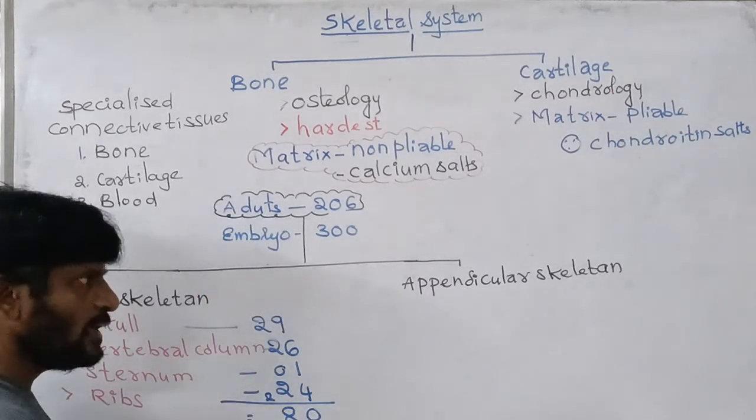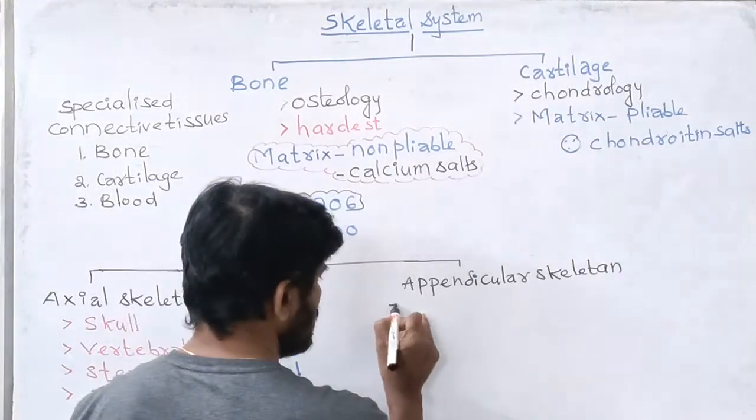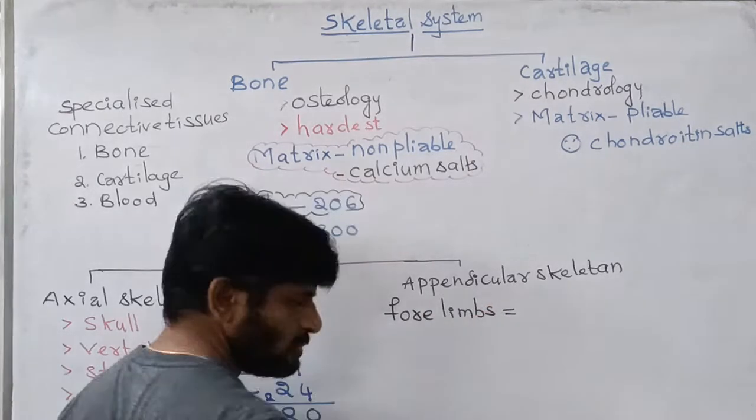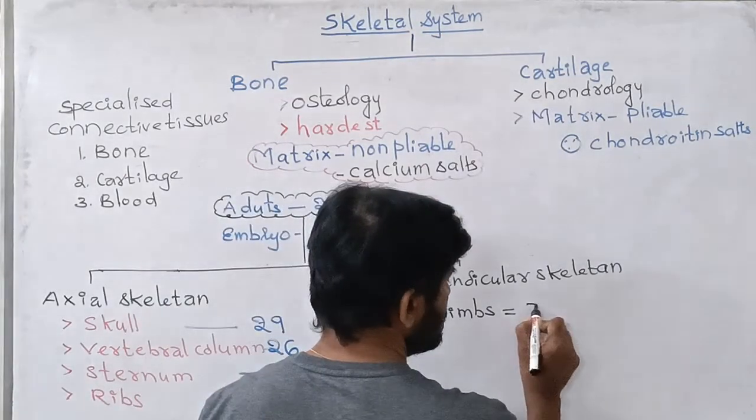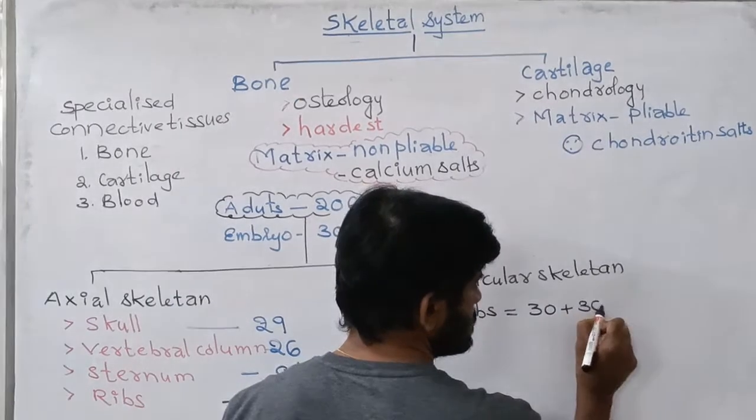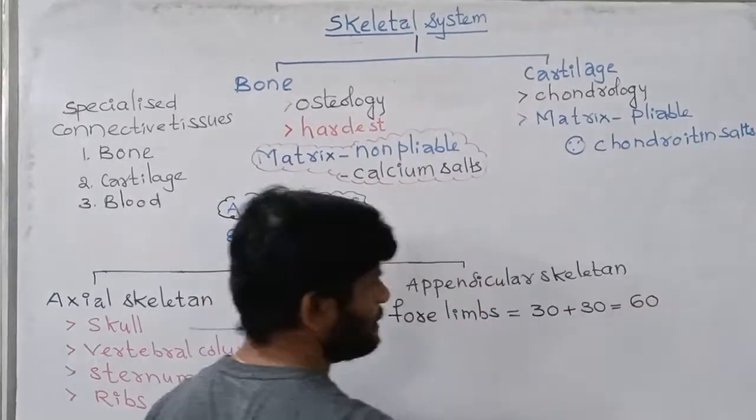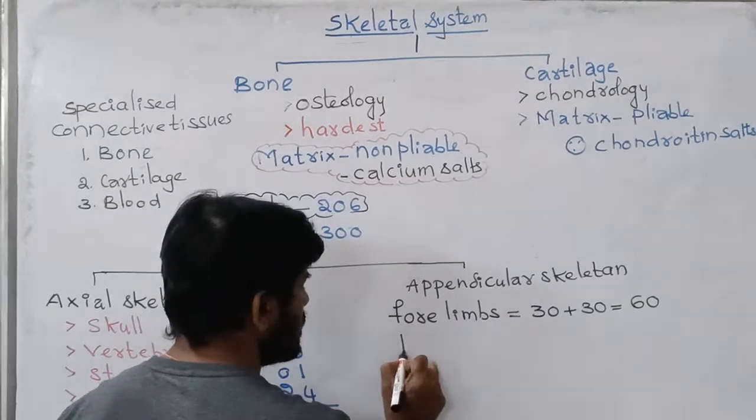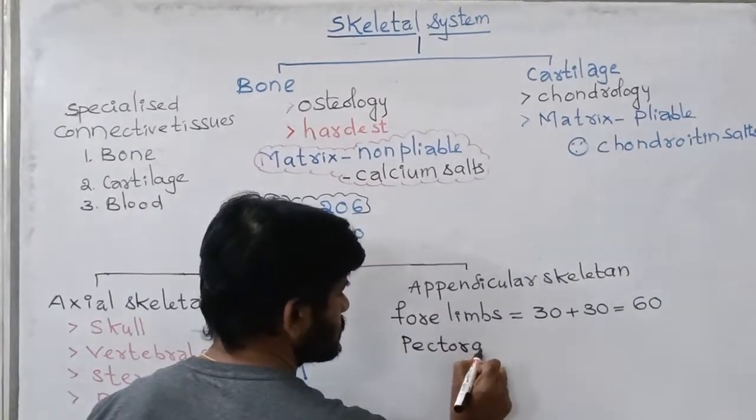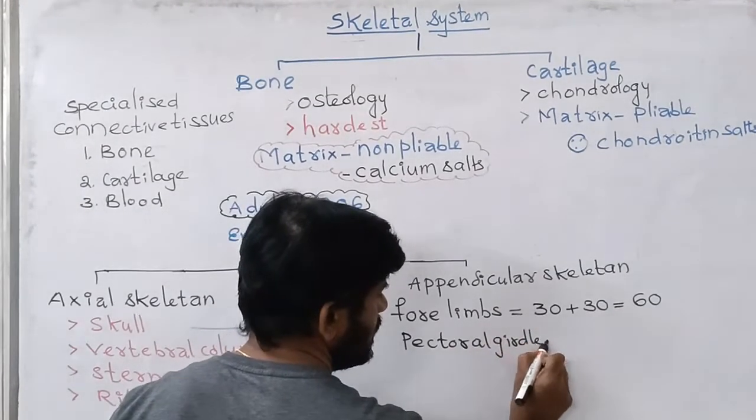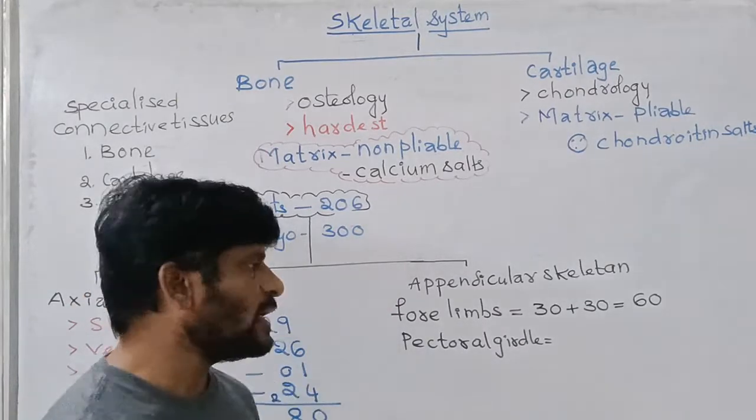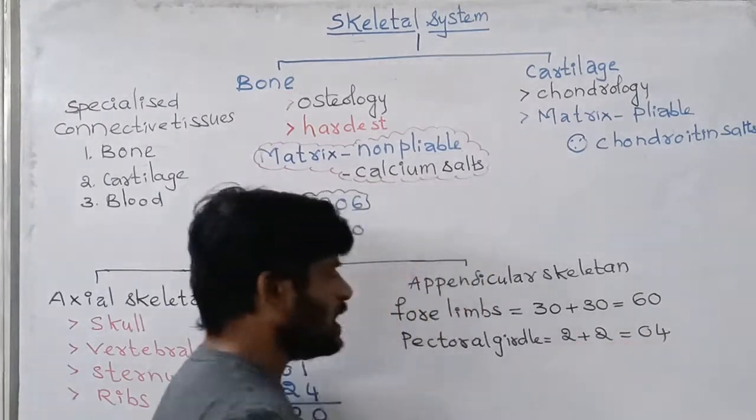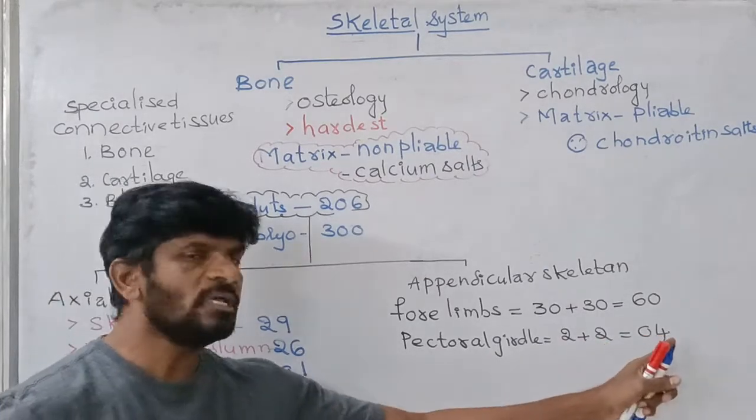And now the parts of the appendicular skeleton. Appendicular skeleton is formed by the four limbs. We have a pair of the four limbs. On one side, each hand contains 30 bones, and the other hand contains 30 bones. Number of bones in the forelimbs of man are 60. The limbs are supported by the pectoral girdles. On one side, the pectoral girdle has 2 bones, therefore a total of 2 plus 2 equals 4 bones.